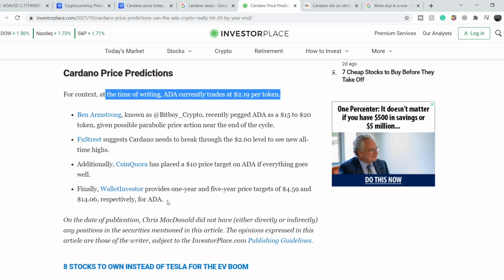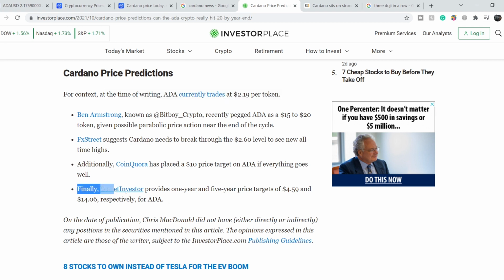And I have to say that my assumption is much closer to this latest bullet, because we have more real numbers with the $4.55 and $14.06, and we don't have round numbers as we have right here, $15 to $20. These numbers are just pure guessing, and these numbers are based on some kind of research.